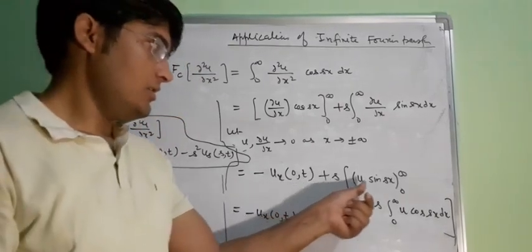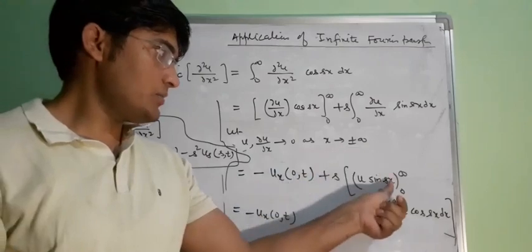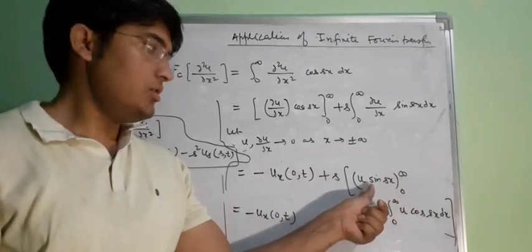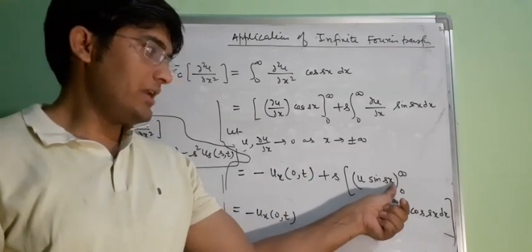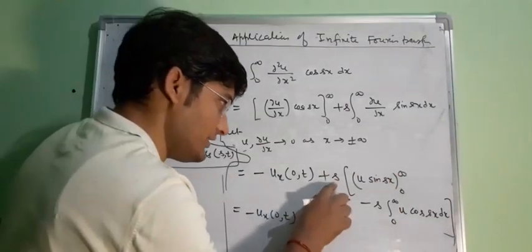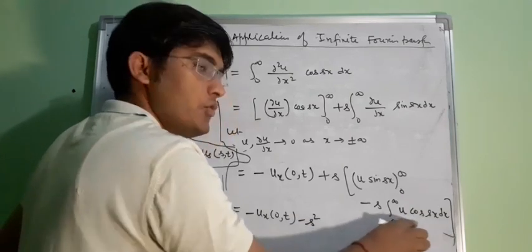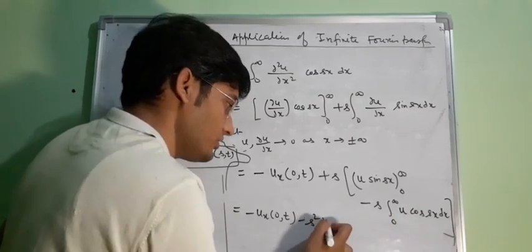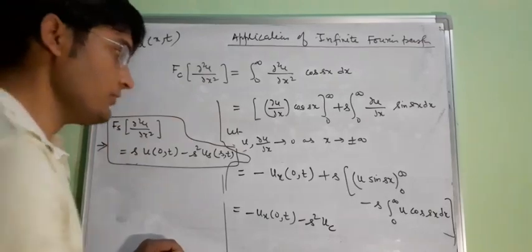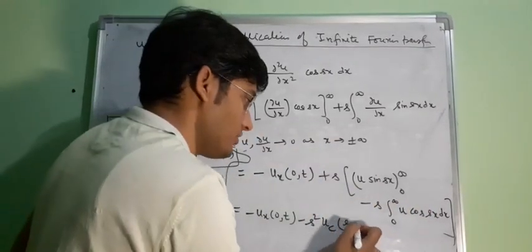Now again using the fact that u tends to 0 as x tends to plus infinity, the upper limit will be 0, and for the lower limit we have x equal to 0. So again upper and lower limits are 0. Now this s into s will be minus s square, and this is the Fourier cosine transformation of u. So this is uc, and in terms of s we will write it s comma t.